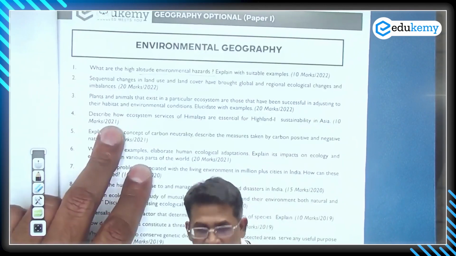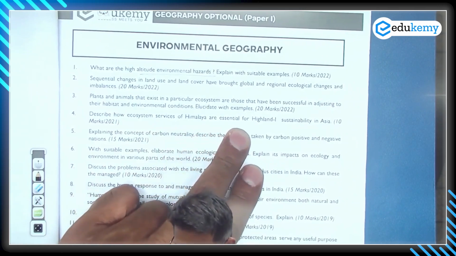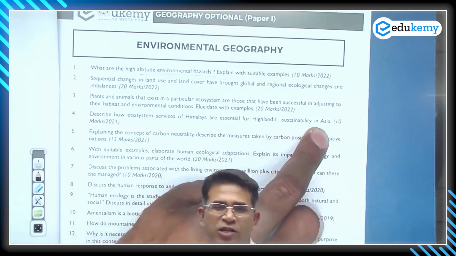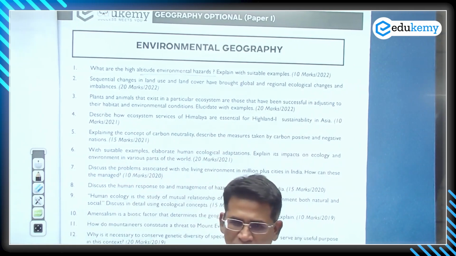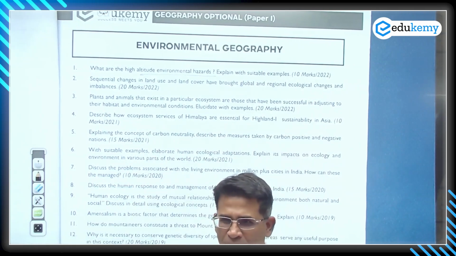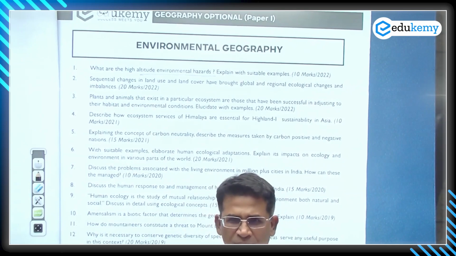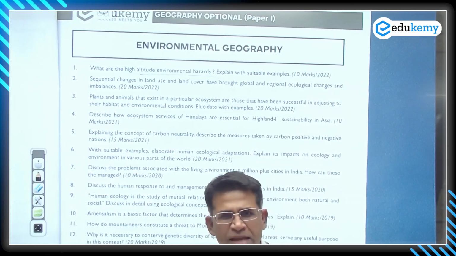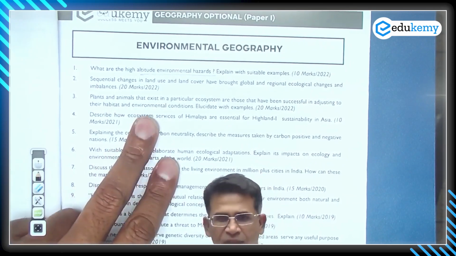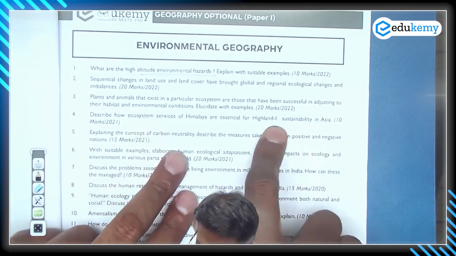Okay, describe how ecosystem services of the Himalaya are essential for highland sustainability in Asia. So when you say ecosystem services, there are provisioning services like food, water, timber, logging, and regulating services. I hope you all know these terms, right? I think I told you yesterday. Talk about that and bring in examples from the states. It asks about Asia.